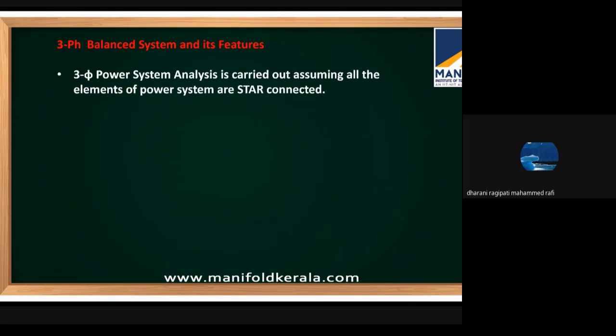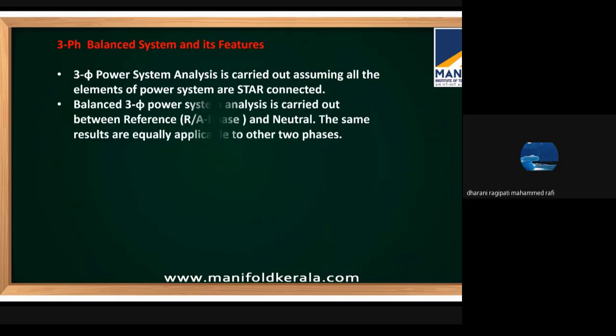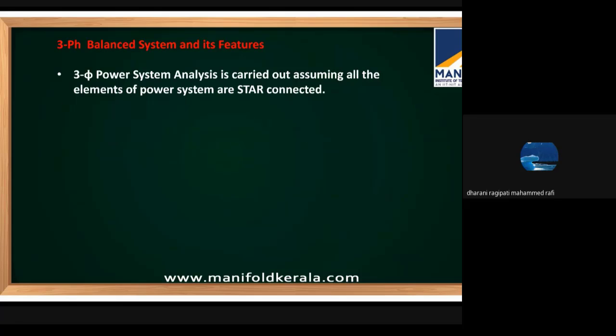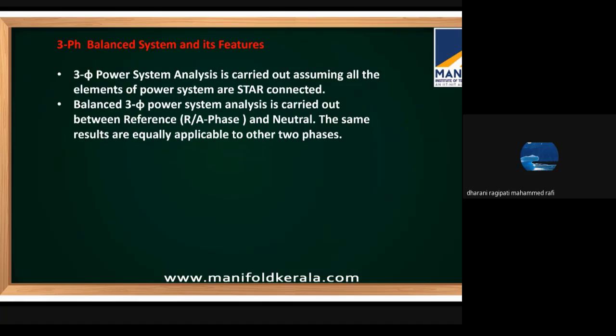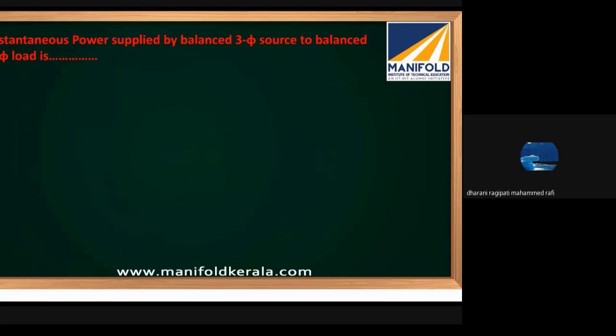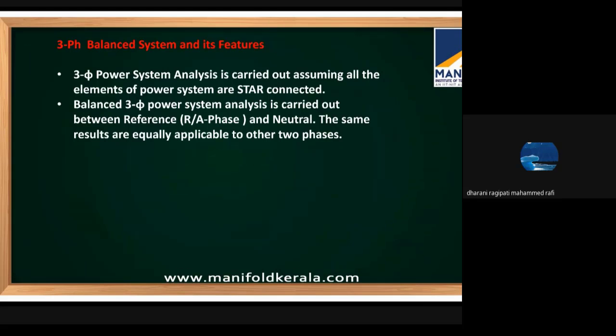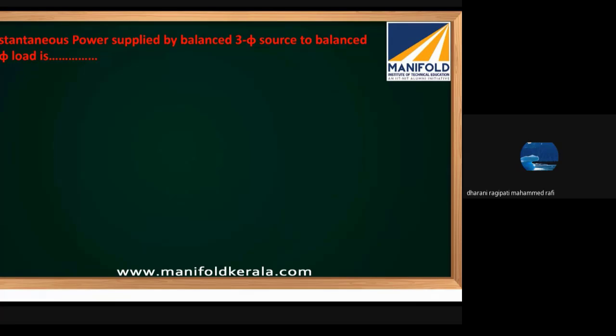So three-phase power system analysis is carried out assuming all the elements in the power system network are star connected. Wherever there are delta impedances, we'll compute their equivalent impedances and replace them with star networks. Balanced three-phase power system analysis is carried out between the reference phase, which can be R phase or A phase, and neutral. The same results are equally applicable to the other two phases. Okay, so these are a few things which you have to know.